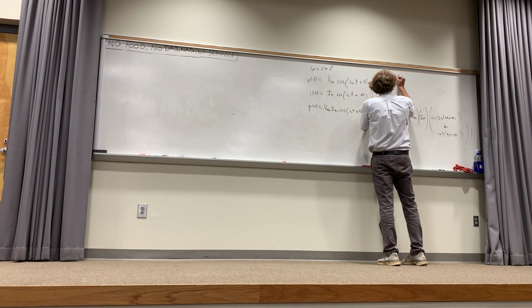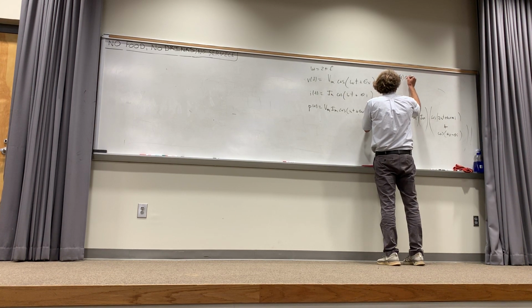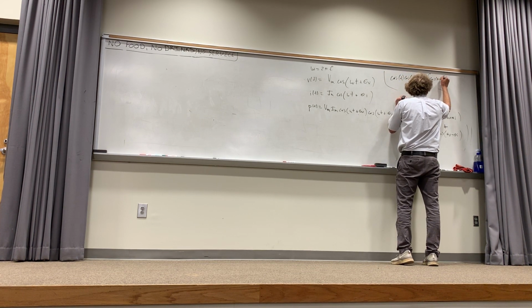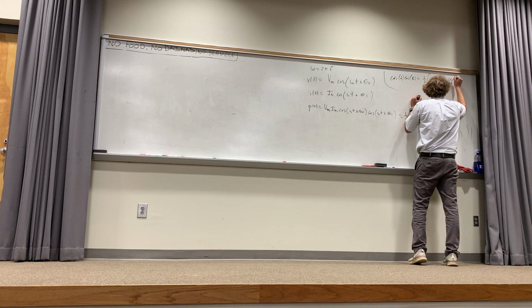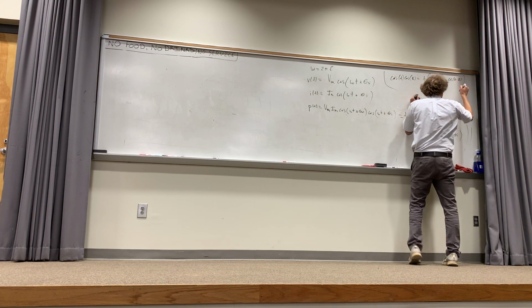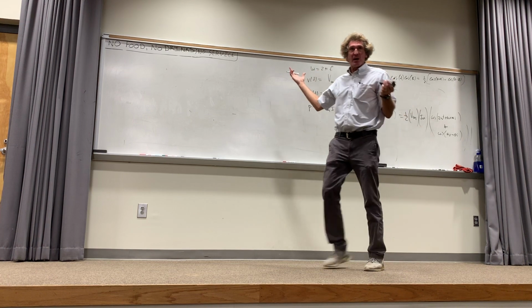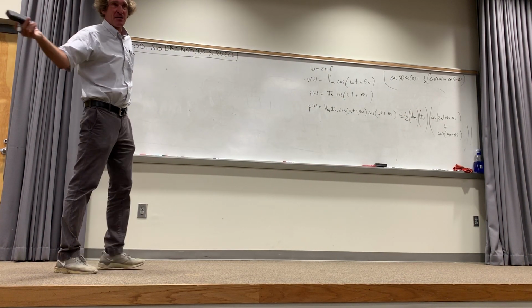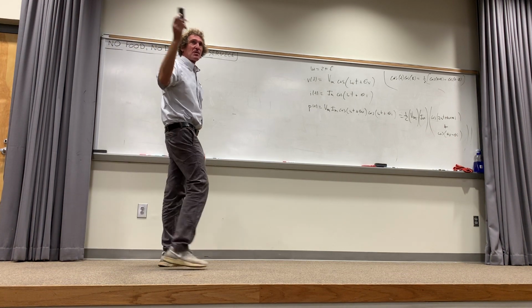Let me just write this down. Cosine A cosine B equals 1/2 times cosine of (A plus B) plus cosine of (A minus B). Anybody remember that from yesteryear? Come on, you guys have seen it somewhere. You engineers use this stuff all the time.